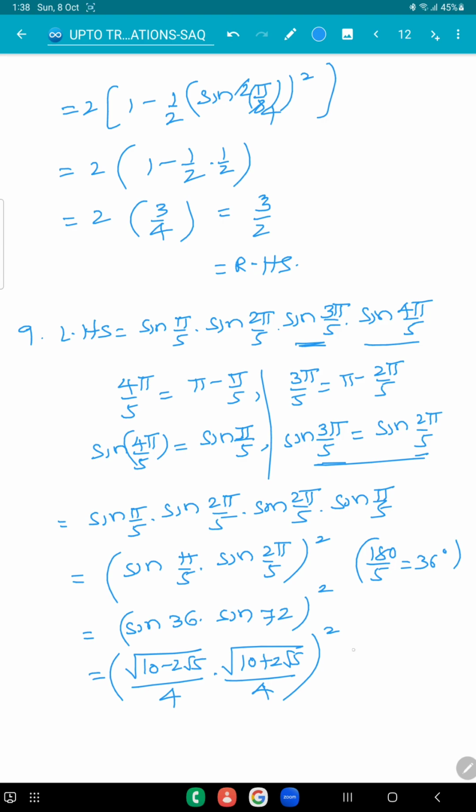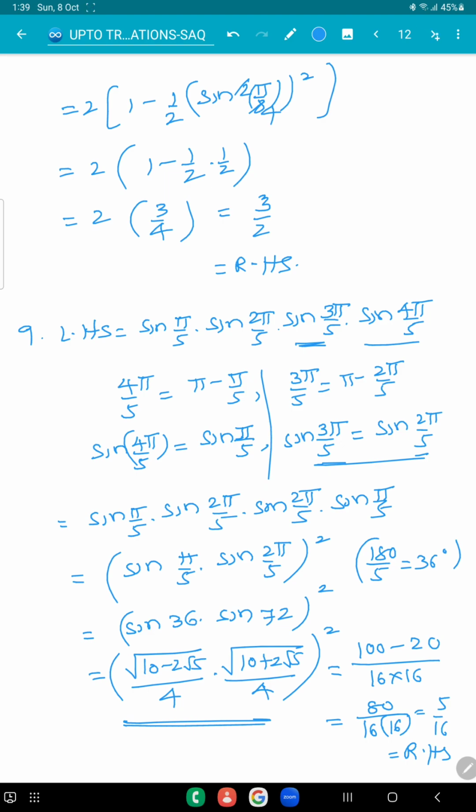So that means the roots cancel. A plus b into a minus b, 100 minus 20 by 16 into 16. So 80 by 16 into 16, so 5 by 16. That becomes right hand side. So in this one you have to remember this formula. Next question is 10th one.